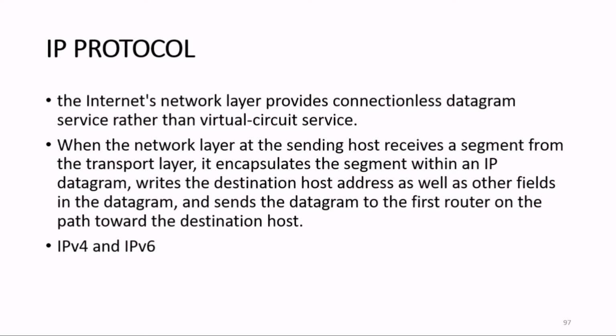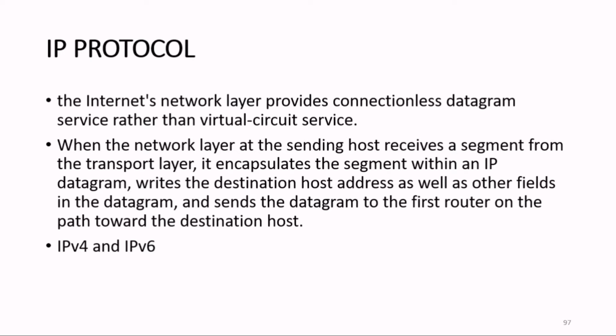Let's look into the IP protocol which is used in the internet. The internet network layer provides connectionless datagram service rather than virtual circuit service. When the network layer at the sending host receives a segment from the transport layer, it encapsulates the segment within an IP datagram, writes the destination host address as well as other fields in the datagram, and sends the datagram to the first router on the path toward the destination host.